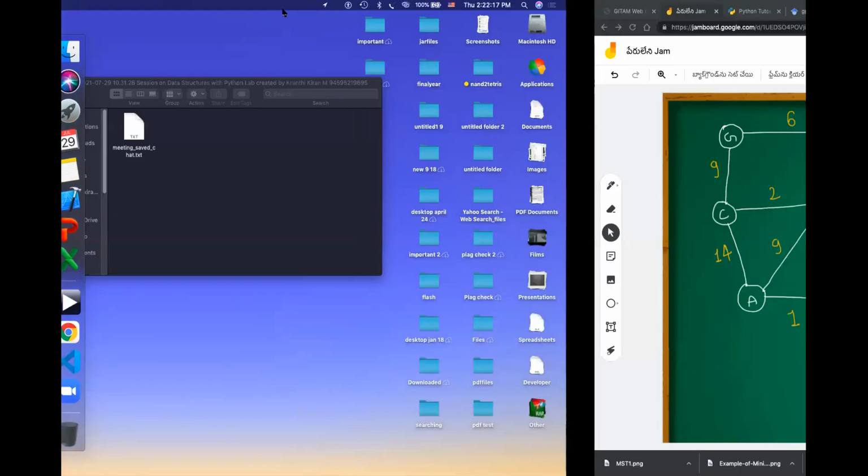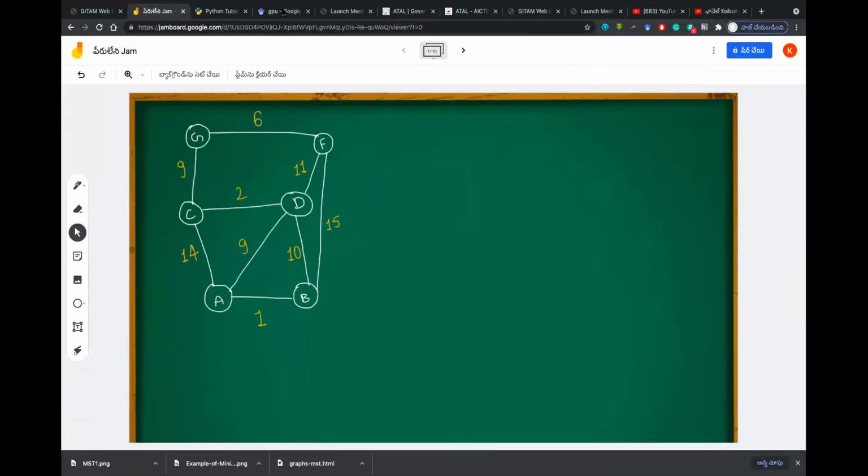Okay. So this is the task I am giving to you. Just look into this graph and come up with a solution. So give me the minimum spanning tree diagram. And after that, we will also go step by step on how we can solve this. So this type of question can also come into your theory exam. They might give you a diagram like this and ask you to draw a minimum spanning tree.